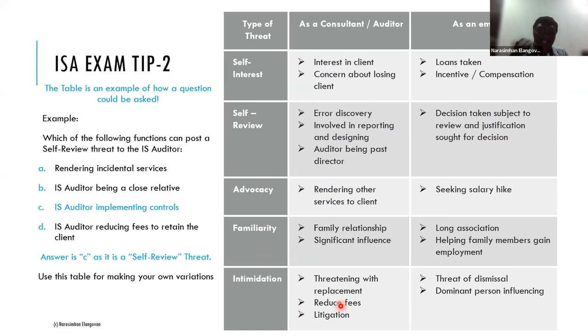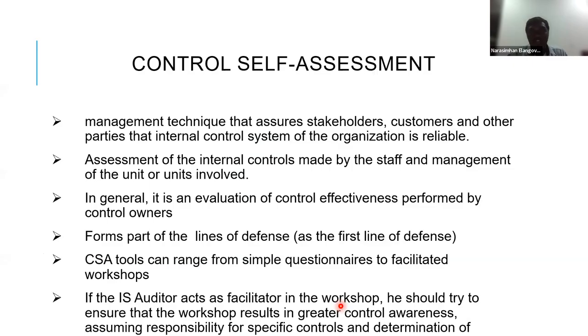Self-review is, last year I implemented, this year I audit. Advocacy is, I'm rendering other services also to the client. Familiarity is that the person has a very familiar relationship, either by virtue of knowing family or significant influences. Intimidation is they are trying to threaten you. So these five scenarios, expect various questions to come.